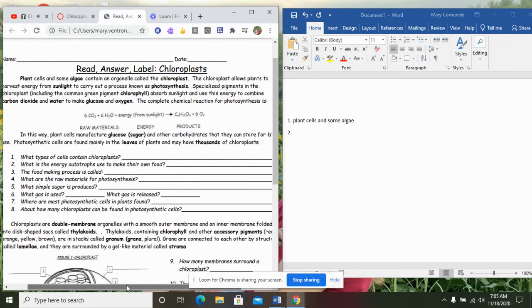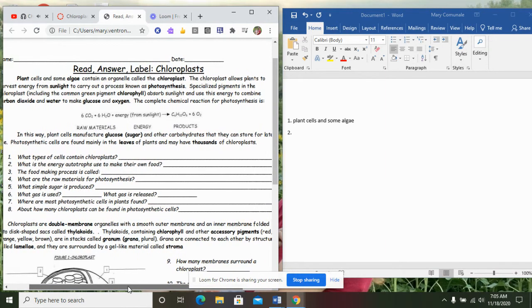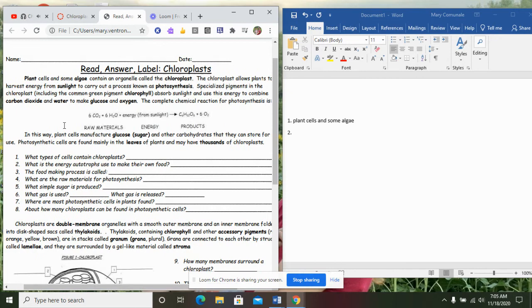Okay, so the next sentence says the chloroplast allows plants to harvest energy from sunlight to carry out a process known as photosynthesis. So they use sunlight. They're harvesting energy from sunlight. The food making process is called photosynthesis.